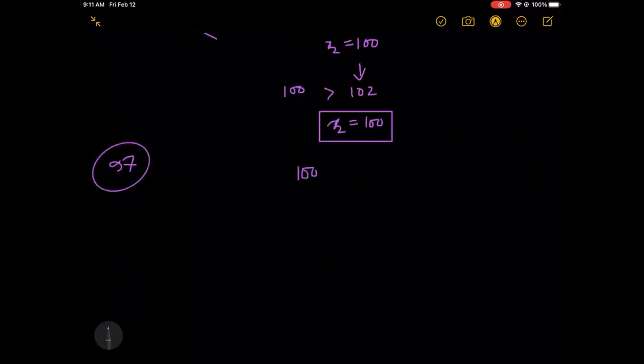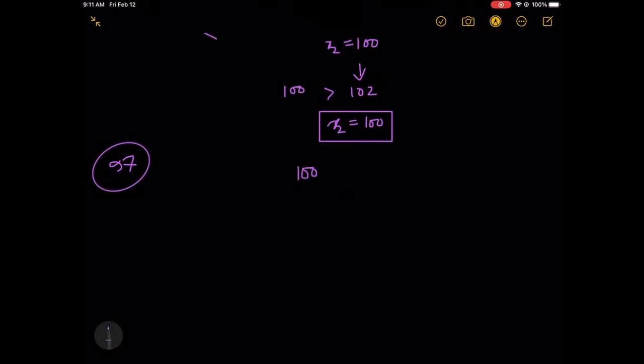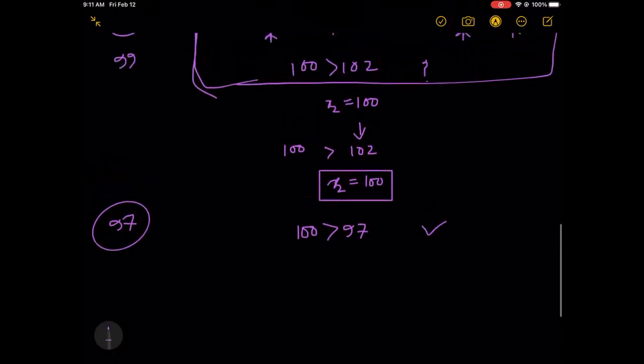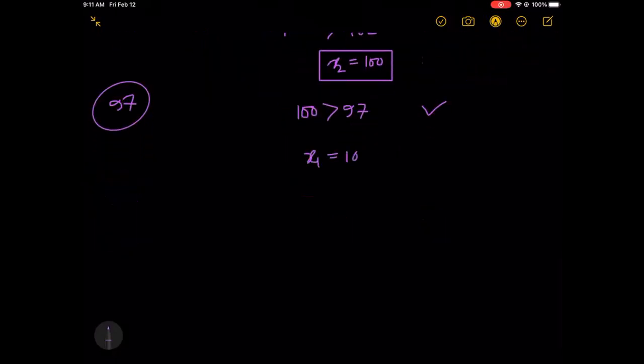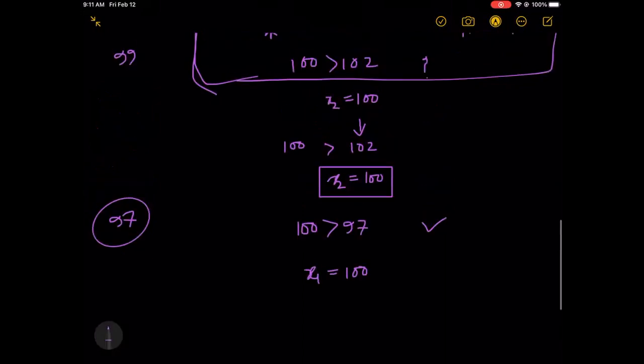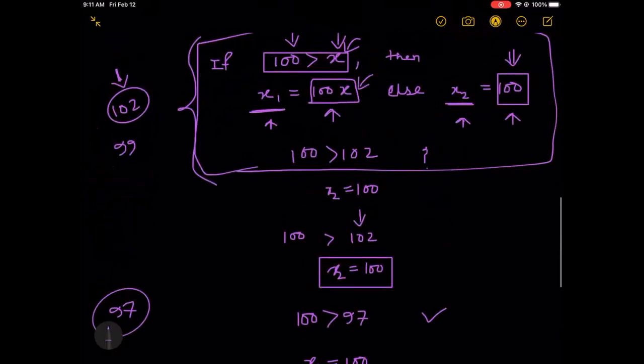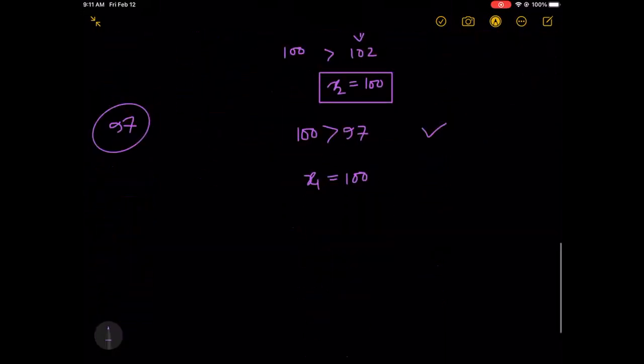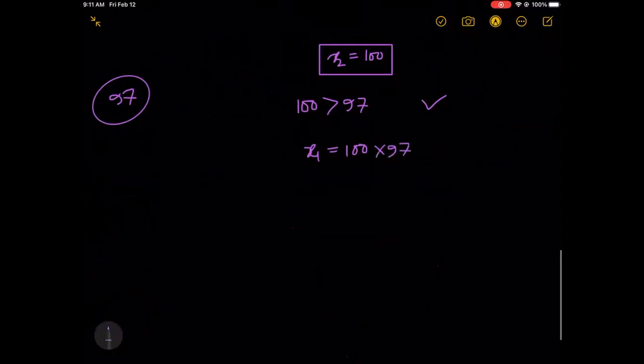So the computer now checks whether 100 is greater than 97, and it can clearly understand that yes, 100 is greater than 97. Now it will print x1 equals 100 times that number, as I have given this condition, 100 times x, which is 97 here. So in return, the computer will print this for me. Now, does this make sense?